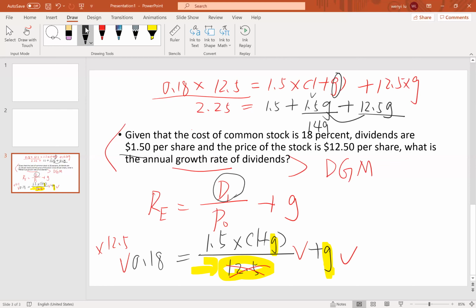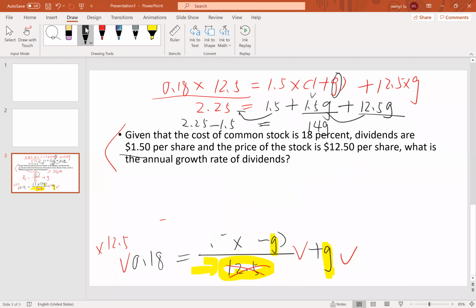And this one can be moved to the left-hand side. So 2.25 minus 1.5 equals 0.75, equal to 14 g. So g is equal to 0.75 over 14. 0.75 divided by 14 equals 0.0535, or 0.0536, so that's equal to 5% in the answer.